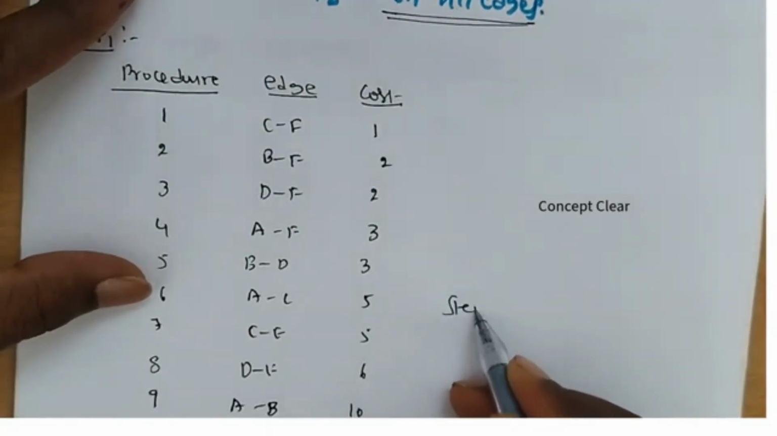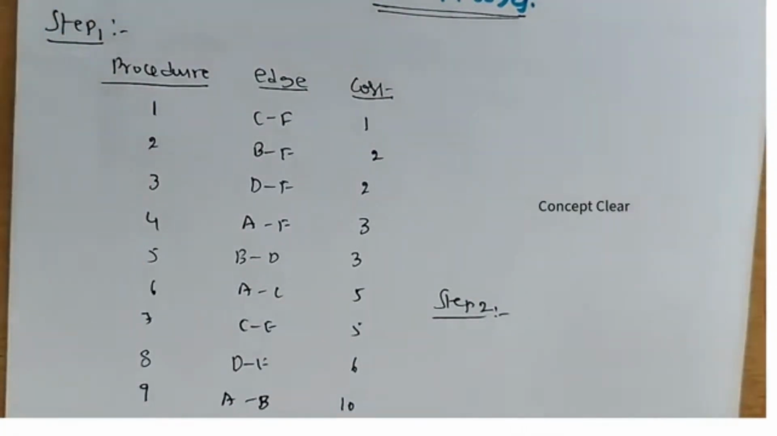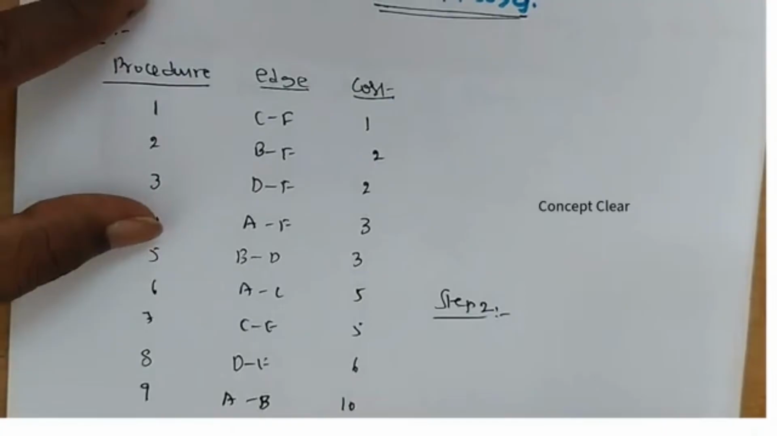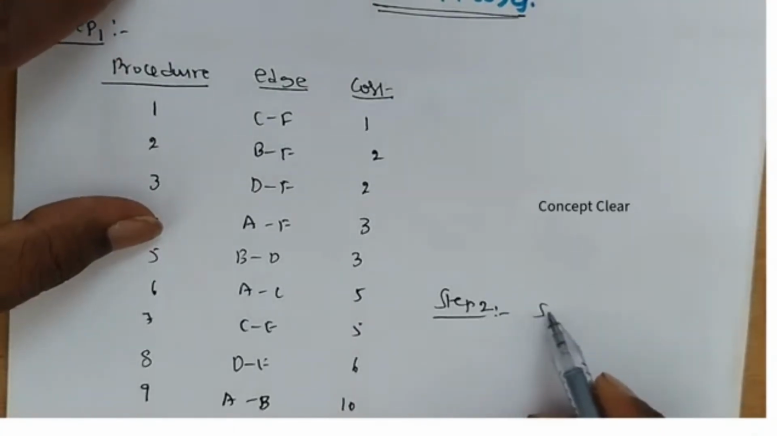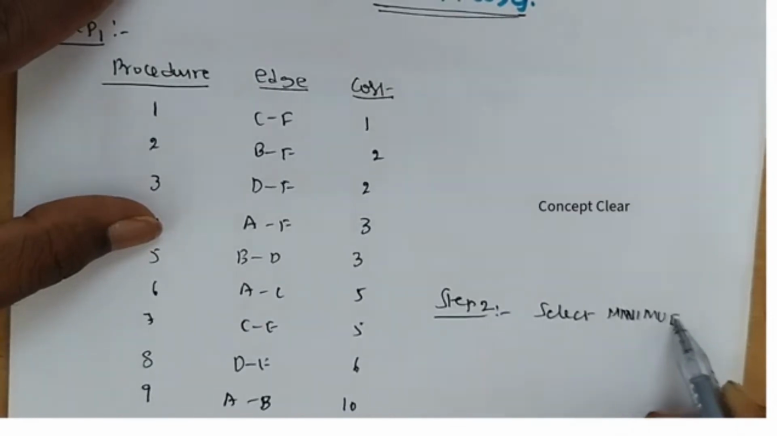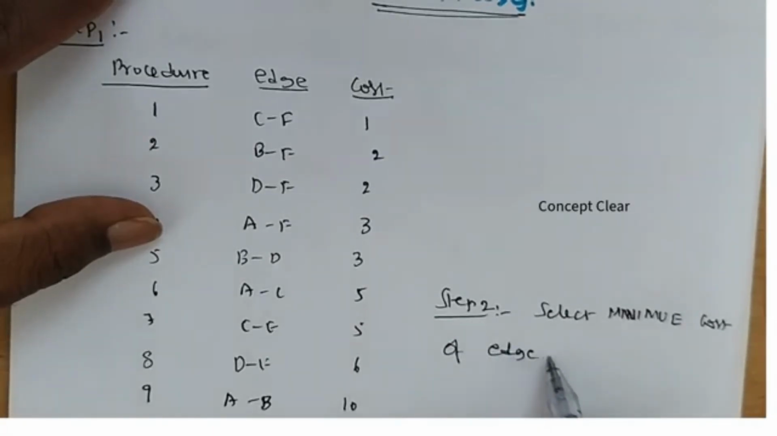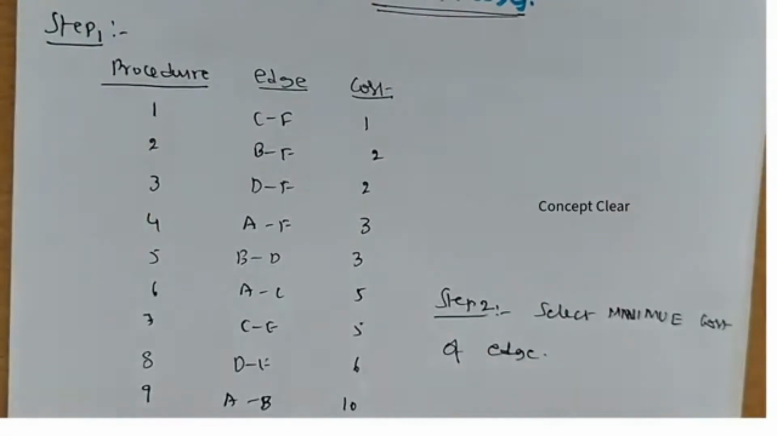What is the step 2? Select the minimum cost edge, and that edge corresponds to the spanning tree, as long as it is not forming any cycle.